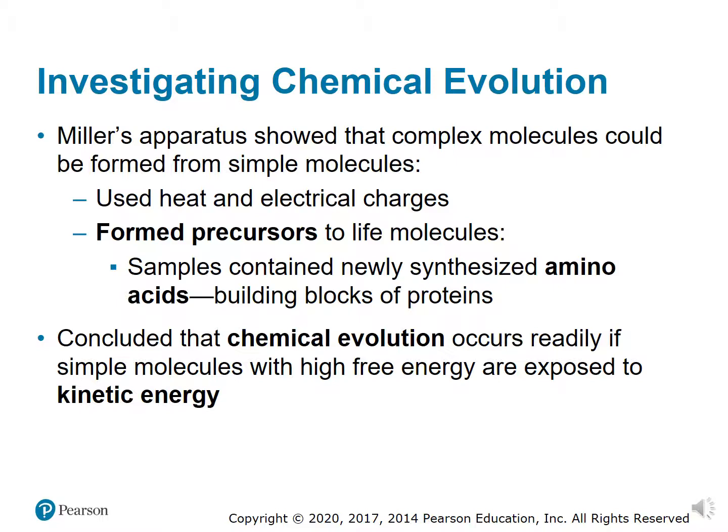Miller's apparatus showed that complex molecules could be formed from simple molecules. These molecules contained amino acids, and amino acids are the building blocks of proteins. This is important because most organisms are mainly made of proteins. So, in this experiment, they concluded that chemical evolution occurs readily if simple molecules with high free energy are exposed to kinetic energy.